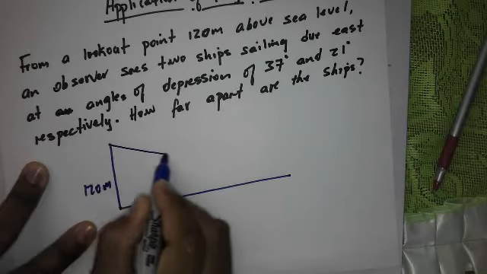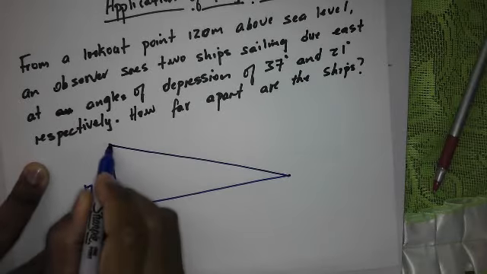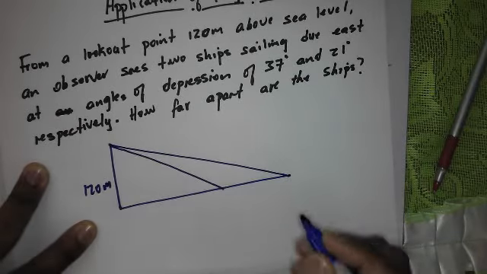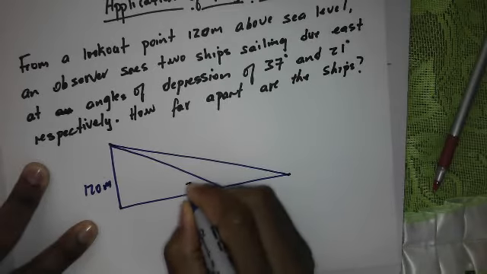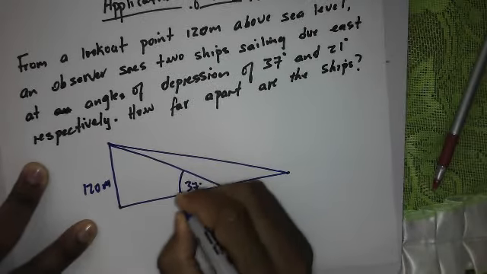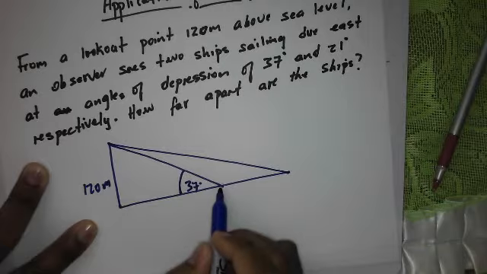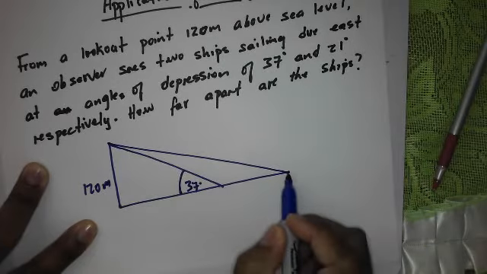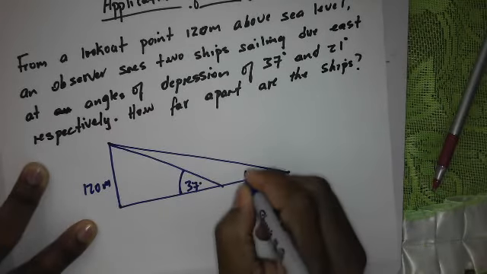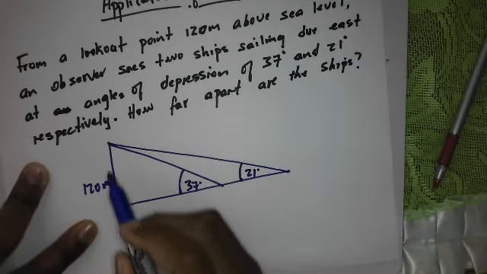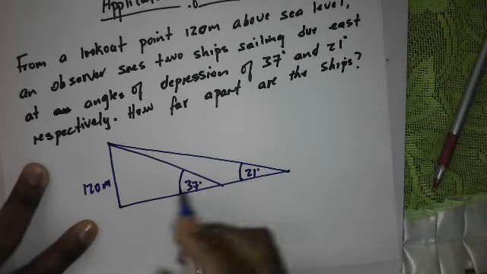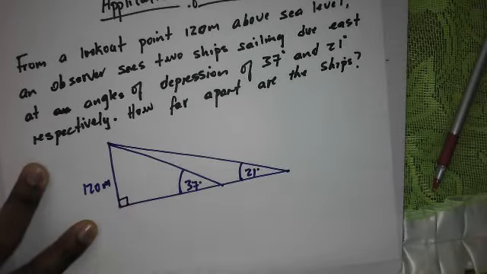So I'm going to connect this. This is your 37 degrees. You would have seen this ship. So he's here and you look at this ship here. And then you look a little further and see this ship at 21 degrees. So that is your diagram. Now remember that when a vertical meets a horizontal, it meets at a right angle.